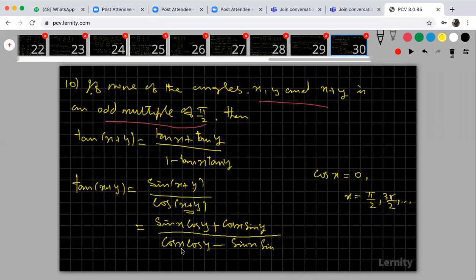Okay, right. If your x is an odd multiple of pi by 2, then your cos x is 0. If y is an odd multiple of pi by 2, then your cos y is 0. So therefore, if x is an odd multiple of pi by 2, or y is an odd multiple of pi by 2, or x + y is an odd multiple of pi by 2, then your function is undefined. Therefore, they are adding that condition that x, y and x + y are not odd multiples of pi by 2. Okay, right.